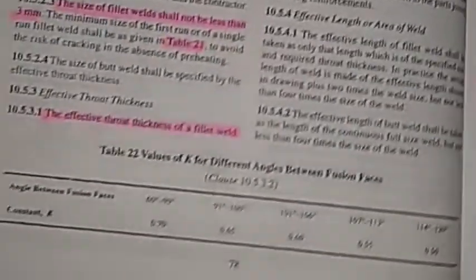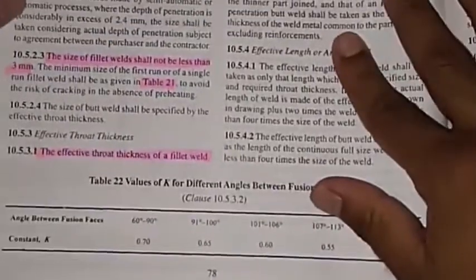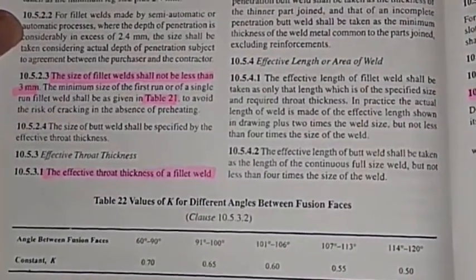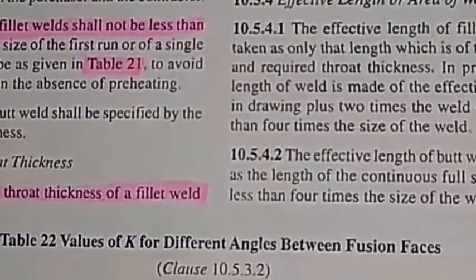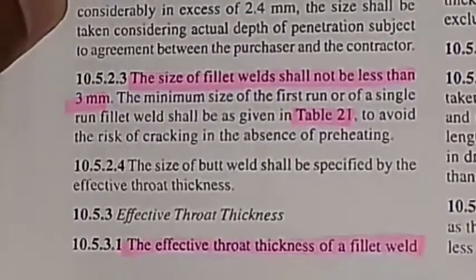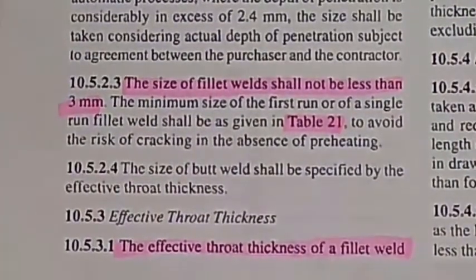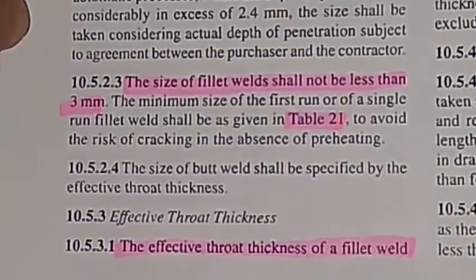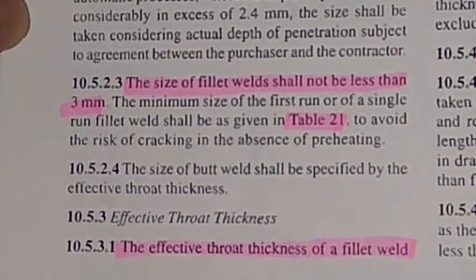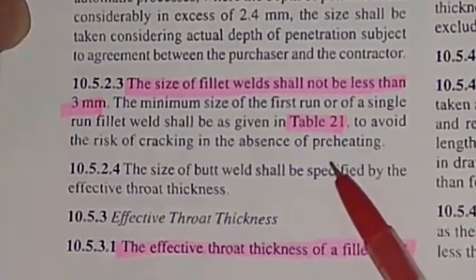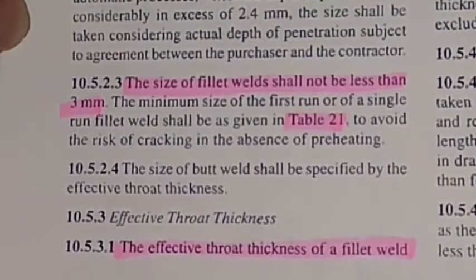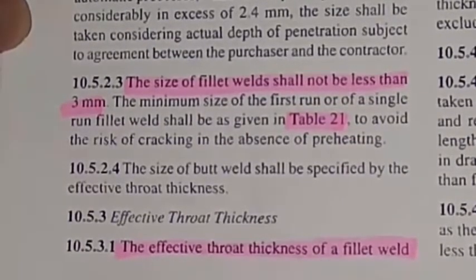so on page number 78, you have this clause 10.2.3 which says the size of fillet weld shall not be less than 3 mm, which is actually given already in table number 21 also.